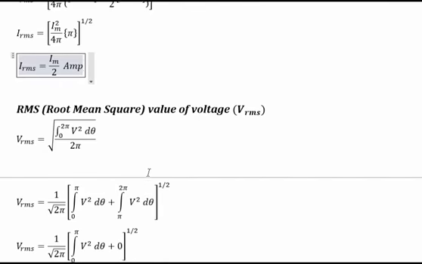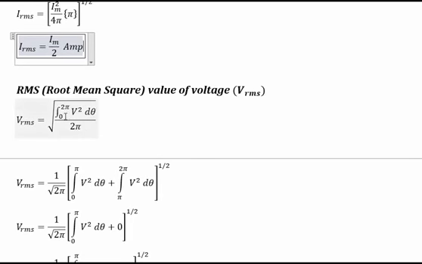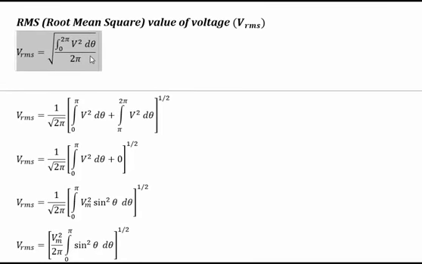Now coming to VRMS, the RMS value of voltage. The nature of the derivation remains the same as that of IRMS. First we have to take the square, so we take V square, then we have to take its mean, so we add all the values from 0 to 2 pi and divide by 2 pi. This is the mean, adding all values within the range 0 to 2 pi divided by the total range 2 pi. And finally the root of it will give you VRMS.